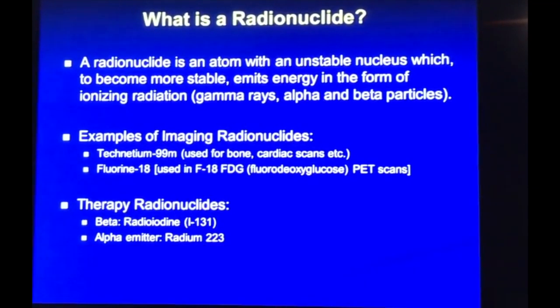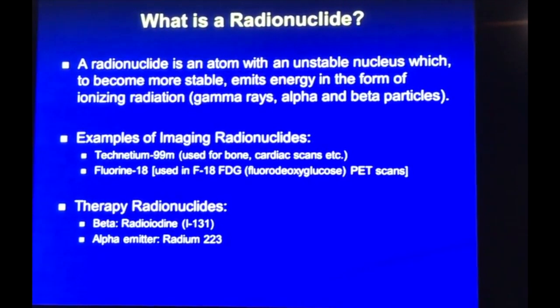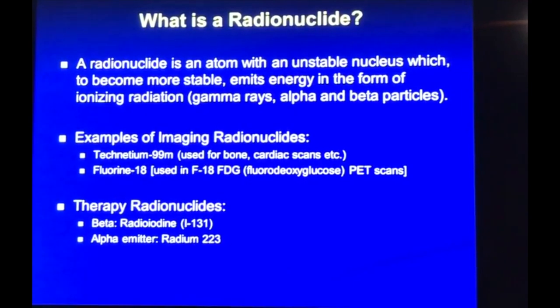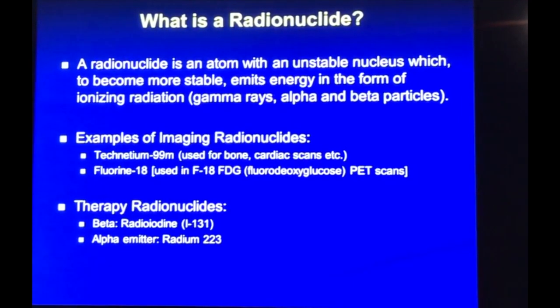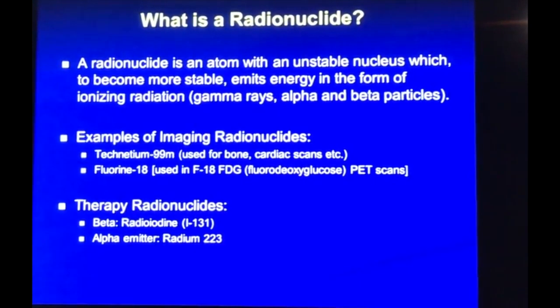PET clinic. On the therapy side, you have the prototype beta emitter radioiodine, which is used to treat a variety of thyroid ailments. And then you have the new kid on the block, the alpha emitter, radium-223. Now there are many other radionuclides that we use in clinical practice, but these are the most common ones.